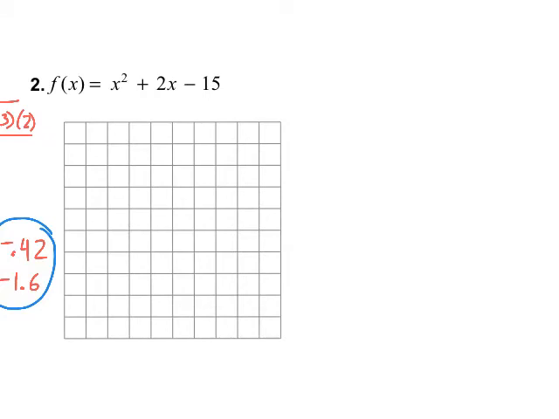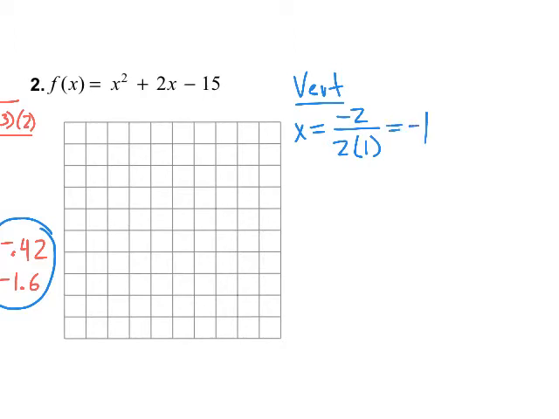Alright, so let's start with vertex. So I need a and b. So x equals negative b. So b is going to be 2, so negative b is negative 2 over 2 times a, which is 1. So negative 2 divided by 2 is negative 1.